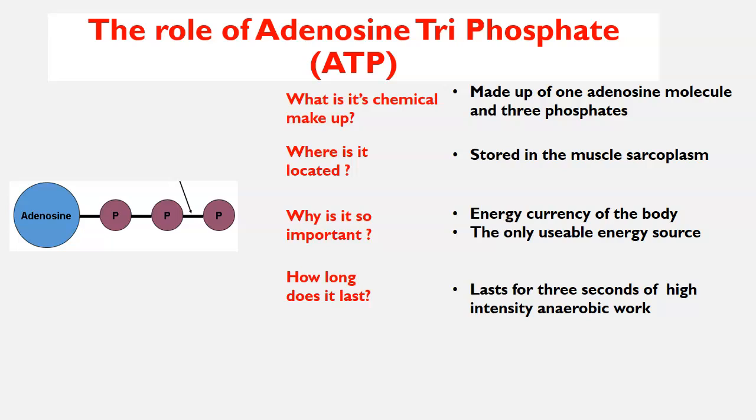So what is it? 1 adenosine, 3 phosphates. Where is it located? Muscle sarcoplasm. Why is it important? It is the energy currency of the body, the only usable energy source that we have. Finally, it only lasts for 3 seconds of high intensity anaerobic work. Therefore, it needs to be rebuilt, recharged, resynthesized by the 3 energy systems: the ATP-PC system, the glycolytic system, and the aerobic energy system.